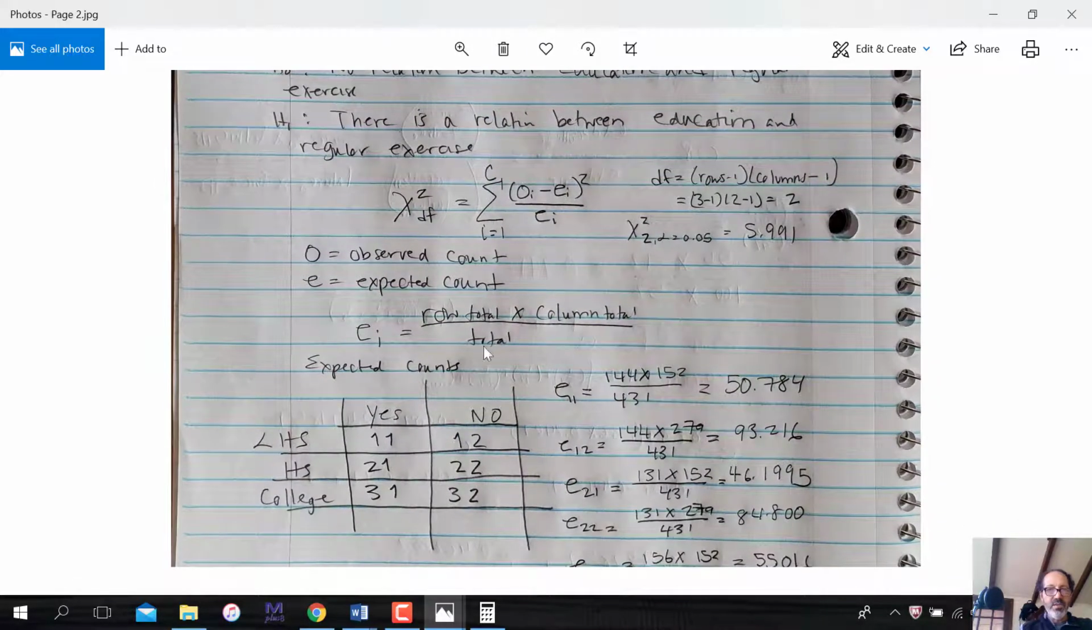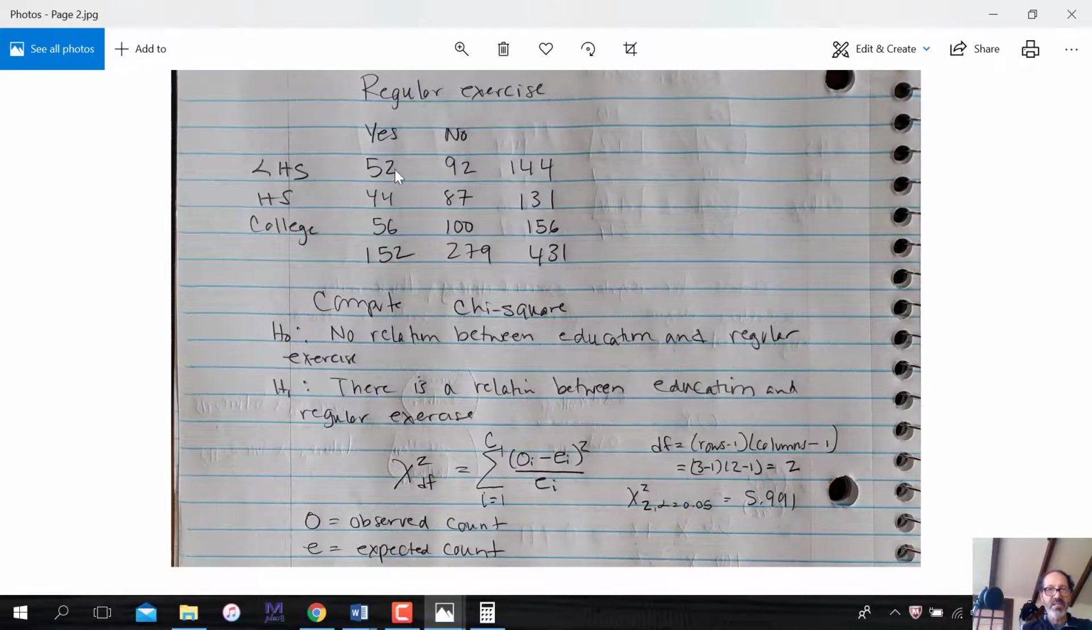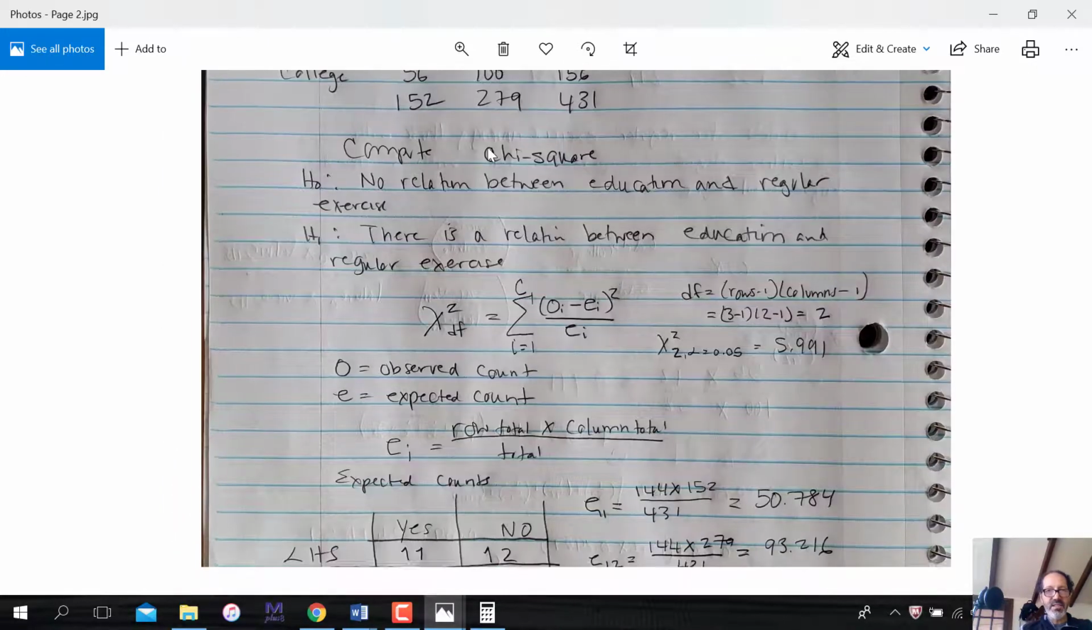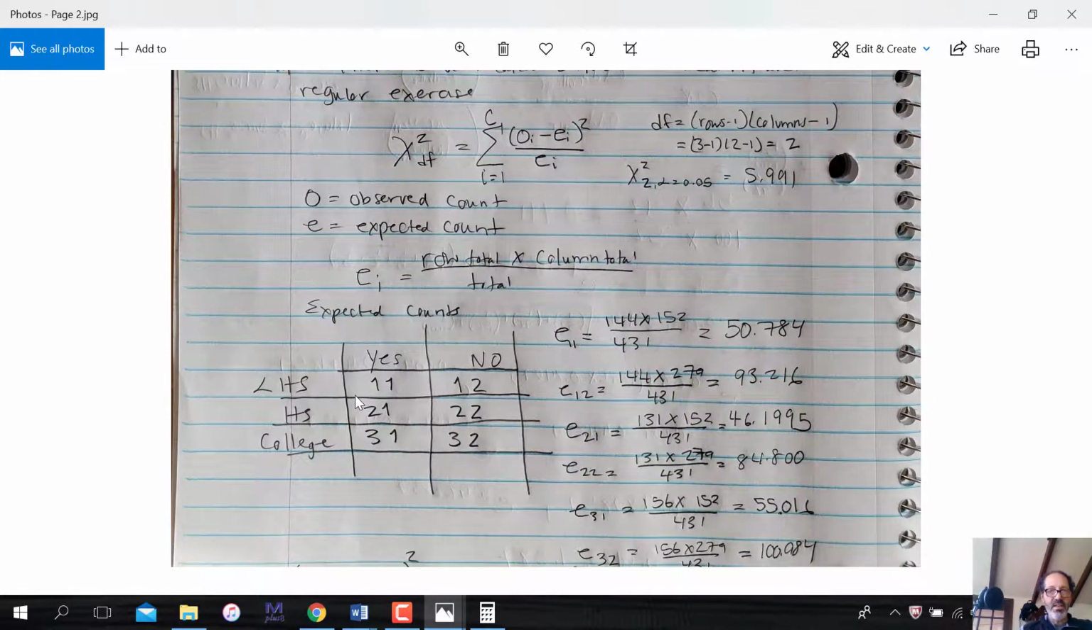Okay, we have the observed counts. The observed counts are what we see in these cells. So this is the observed count for this cell. It's 52, right? The observed for this cell is 92. So now we just need the expected counts. I rewrote this table here, and you'll notice that I labeled each cell. So this is cell 1, 1 because this is row 1, column 1. This is cell 1, 2 because it's row 1, column 2, and this is cell 2, 1 because it's row 2, column 1, etc. You should be able to figure that out after I mention it.